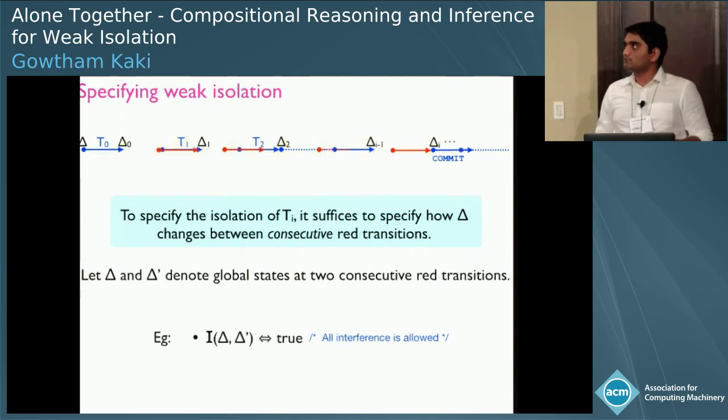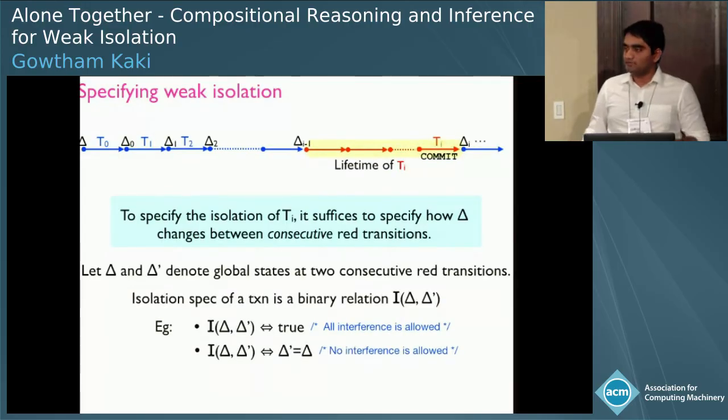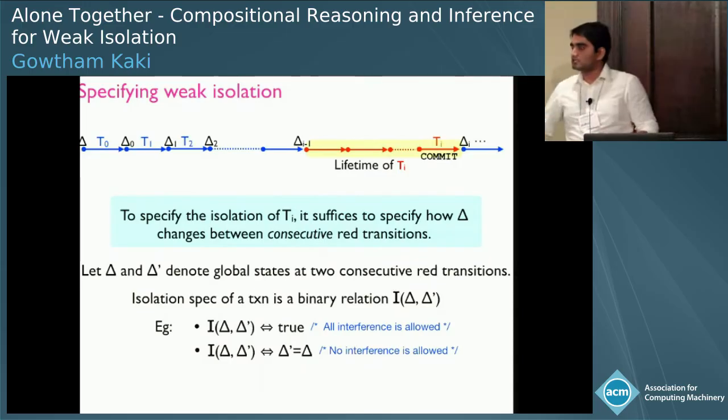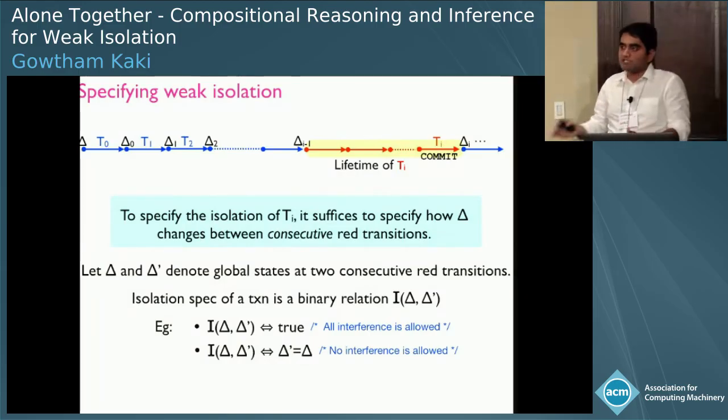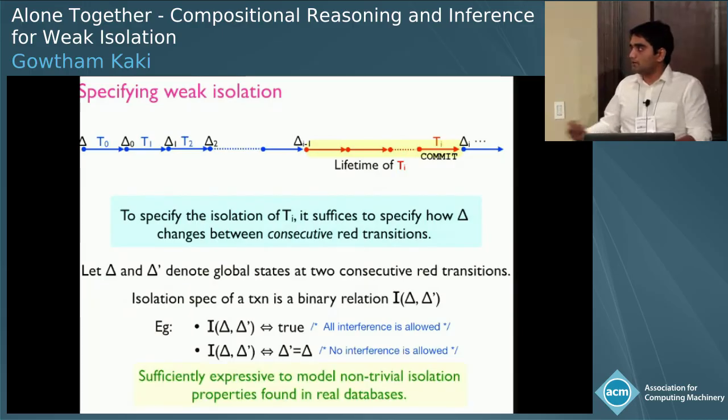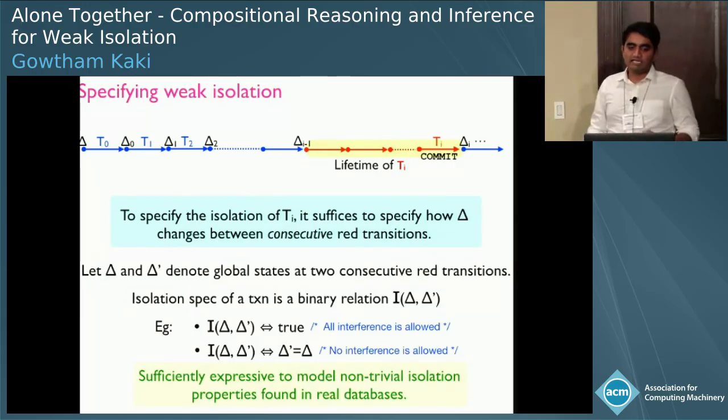The other end of the spectrum is where we require delta prime to be equal to delta, where no interference is allowed between any two states of consecutive transitions of this transaction. Now, this simple model is more or less sufficient. Between these two extremes is basically where we can specify various levels of isolation, which also include non-trivial isolation levels found in the database. So let's consider an example.